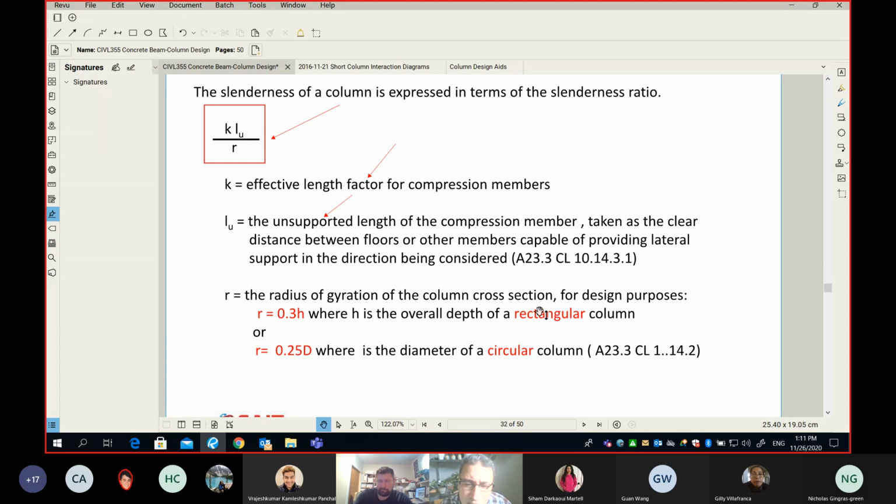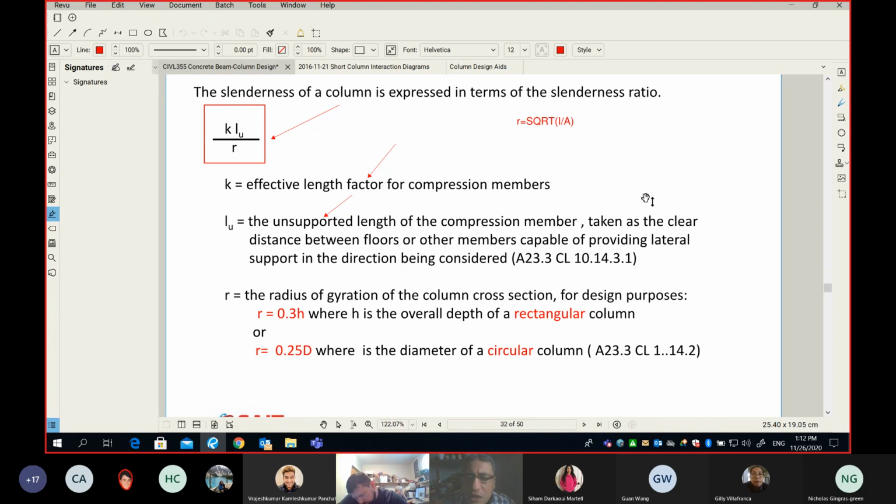In strength of material or steel, the way we estimate the radius of gyration is by the square root of the inertia divided by the area. I'm going to write it here for your reference. So in strength of material and in steel, that's how we do it. We say square root of I divided by A, where I is the moment of inertia and A is the area, and we get r.